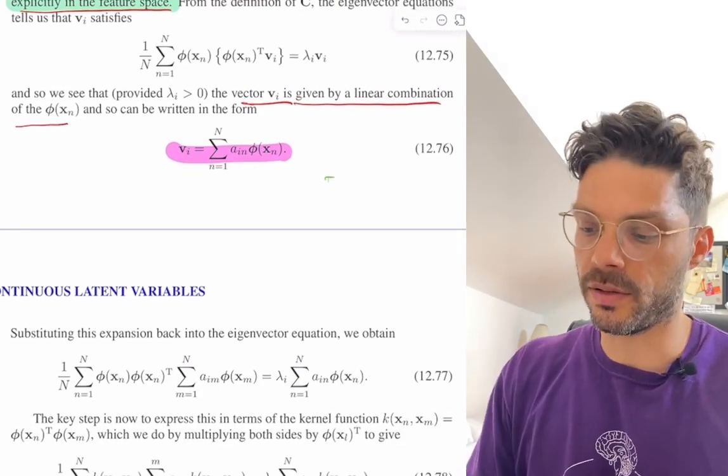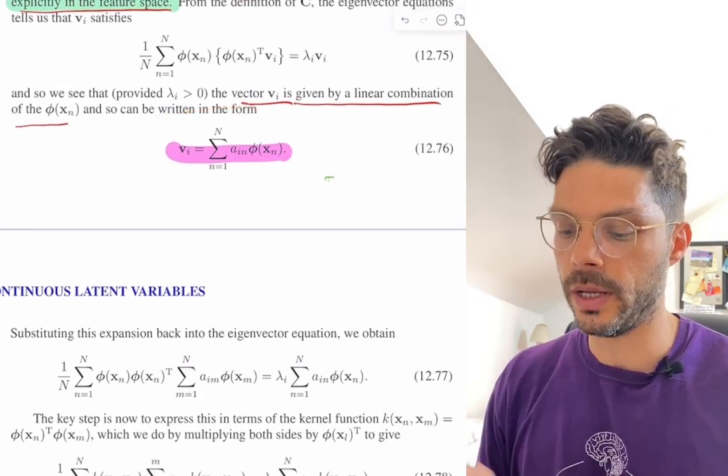Okay, so now we're just going to put this in. We know it's going to be this linear combination, so let's put it back in.